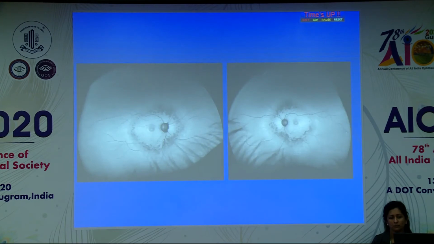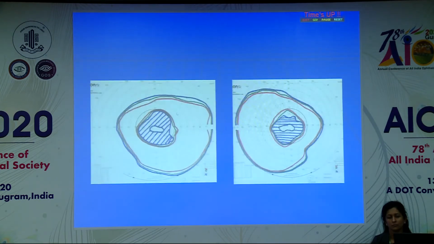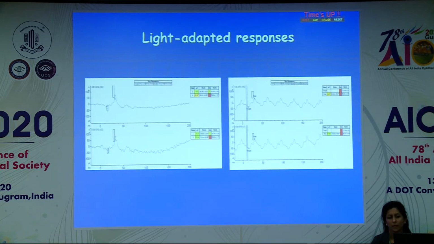But the fundus autofluorescence did show hypoautofluorescence along the arcades. And again, just a 6 months history of night vision issues. He also had these posterior ring scotomas. The light adapted responses were reduced.